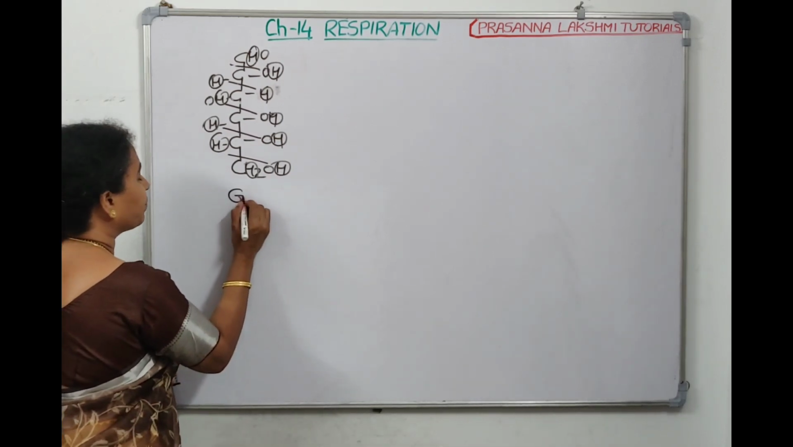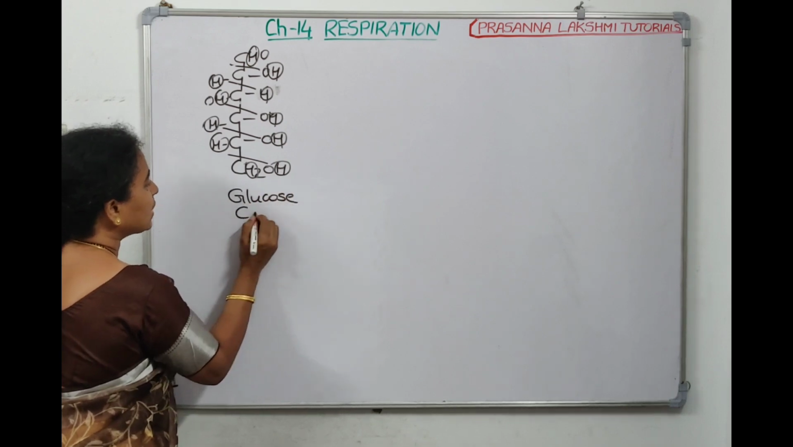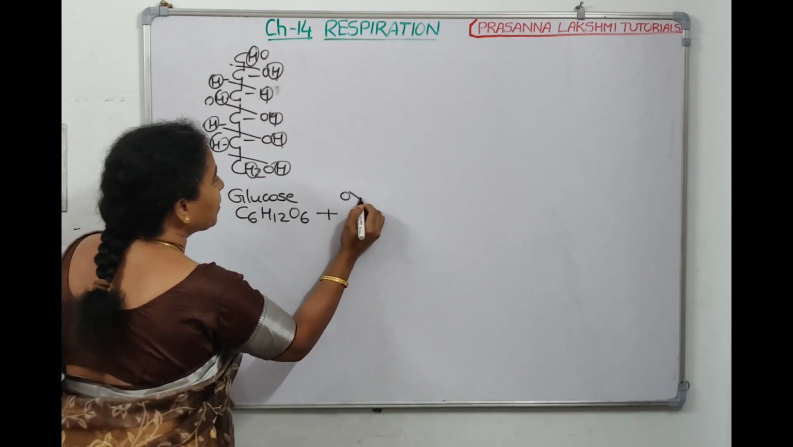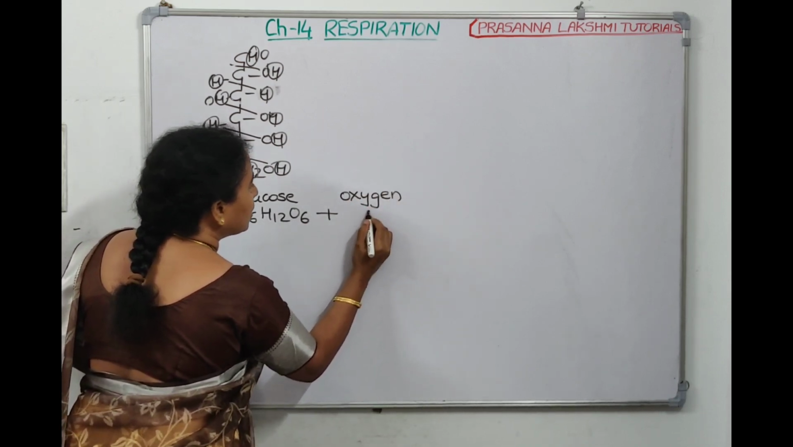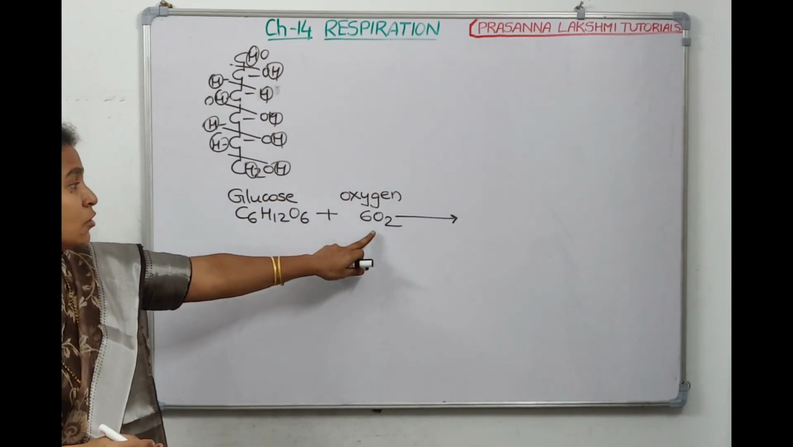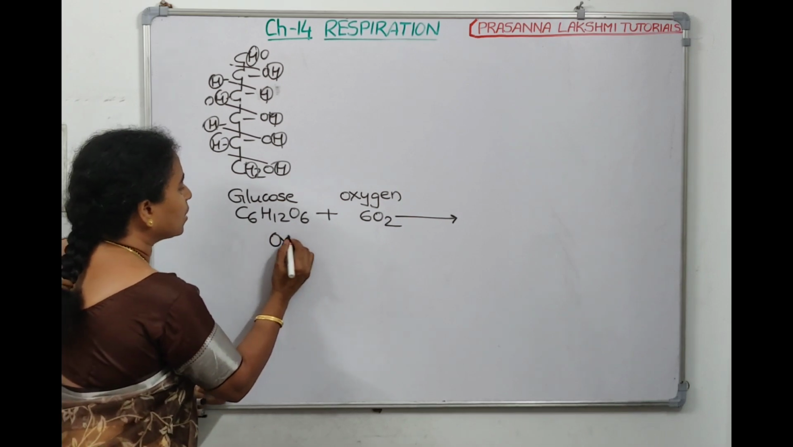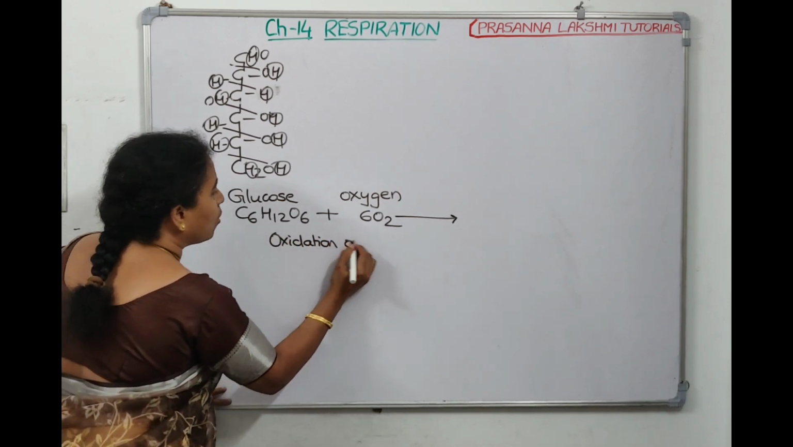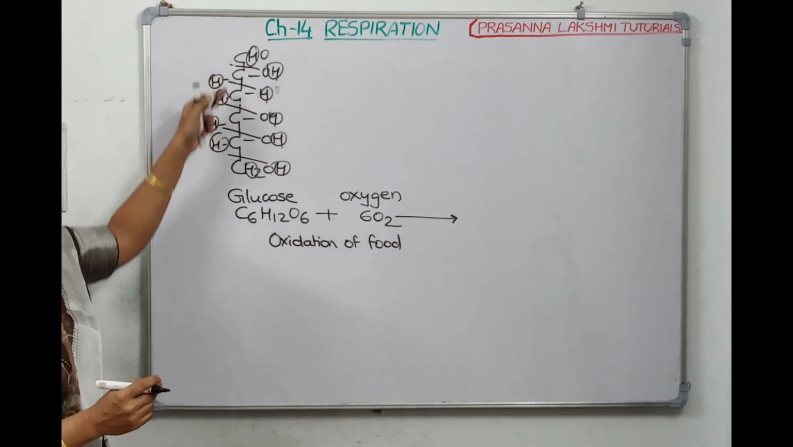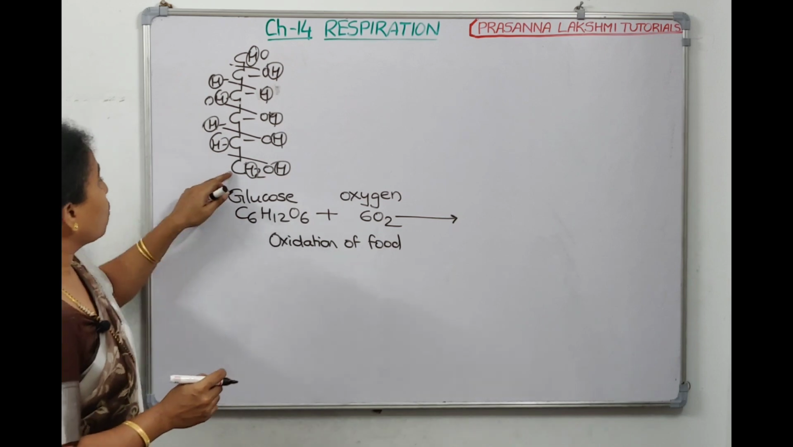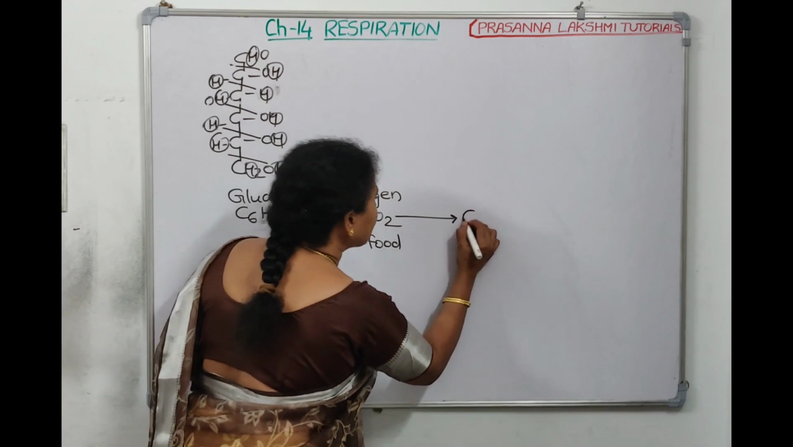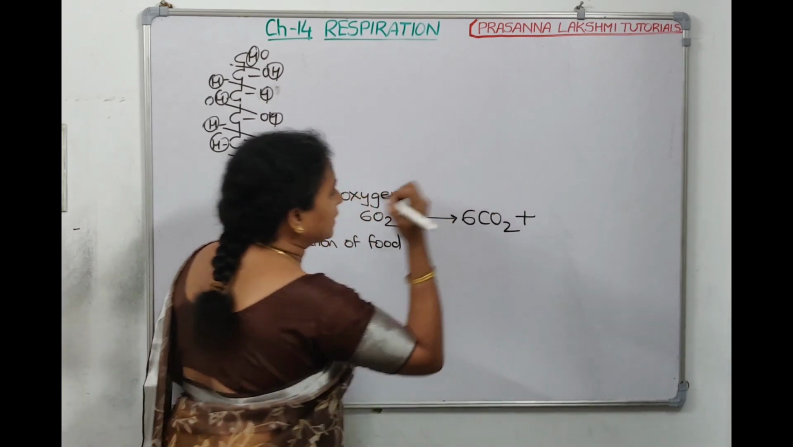This is glucose. What do you mean by glucose? C6H12O6 is broken down in the presence of 6 O2 molecules. When you break glucose in the presence of oxygen, what is the process called? Oxidation of food. So when we oxidize the food, when we break the bonds, what do we get? 1, 2, 3, 4, 5, 6 CO2s. We get 6 carbon dioxide molecules.